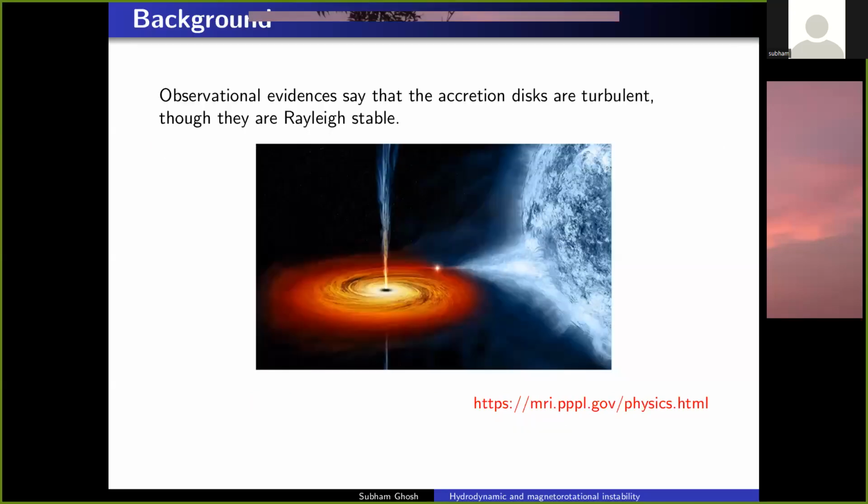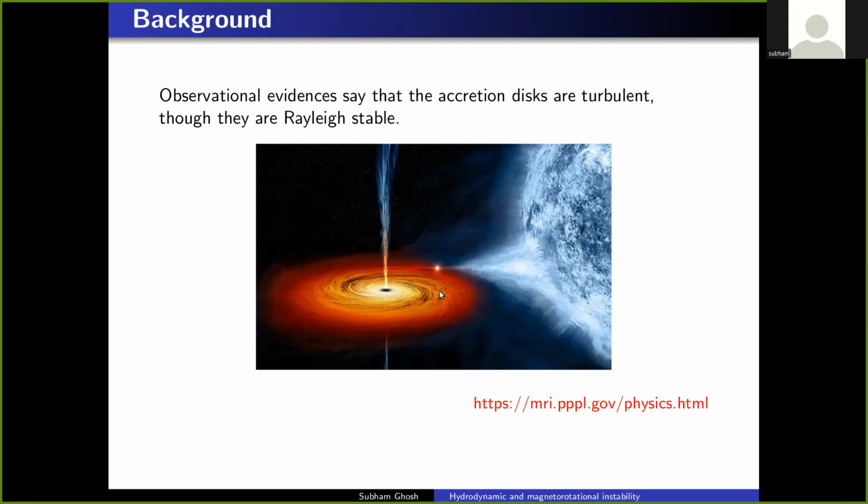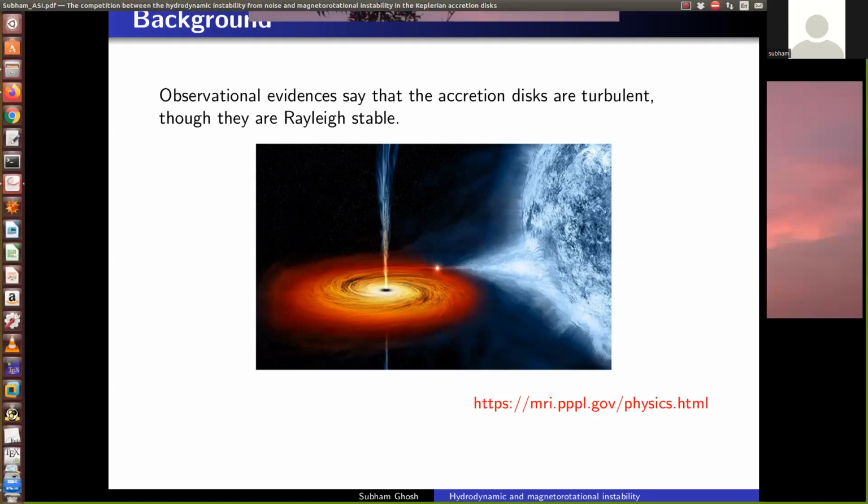So observational evidence says that accretion disks are turbulent, although the underlying flow is really stable. That means if we perturb the flow, a local fluid parcel, then due to the very nature of the Keplerian angular velocity, the infinitesimal or linear perturbation eventually decays. Hence, the question arises: what is the underlying instability behind the turbulence?